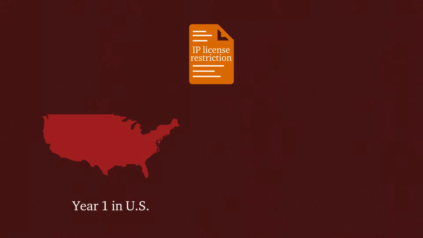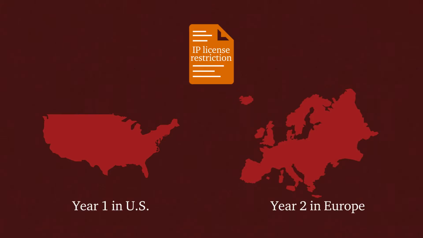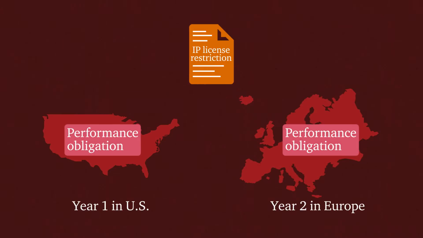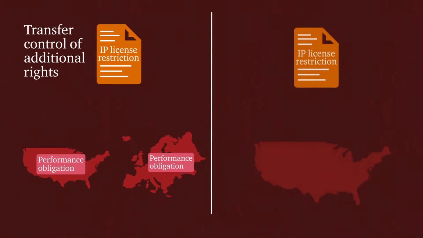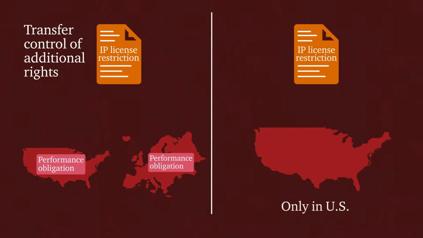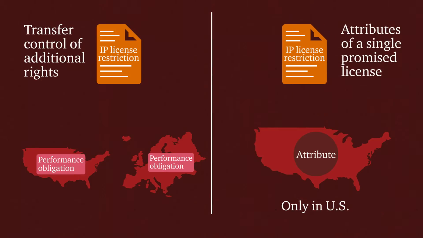So, for example, a restriction that allows a customer to use IP in the US for the first year, but then allows use of the IP in Europe starting in year 2, would generally be viewed as two separate performance obligations because the entity must transfer the additional European rights at the beginning of year 2. Conversely, a restriction that the IP can only be used to sell products in the US during the license term would be viewed simply as an attribute of the license and doesn't impact the number of performance obligations.